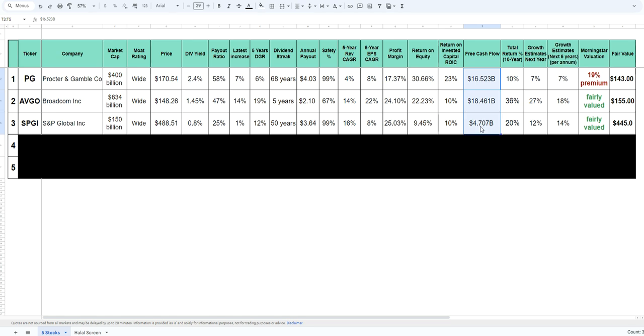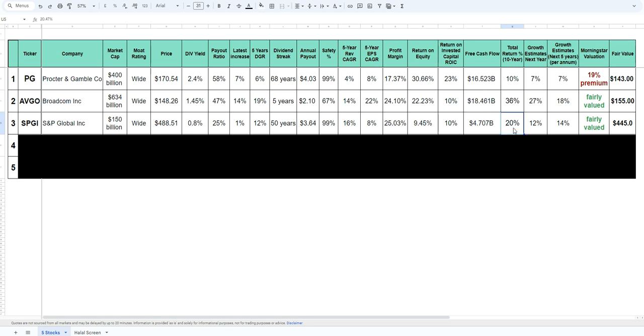Now, you might be thinking, why is the free cash flow important? This is the money that the company uses to pay the dividends. This is the money the company uses to pay off any debt that they have, acquire other businesses, buy back their own shares, whatever they need to do, they use that money.